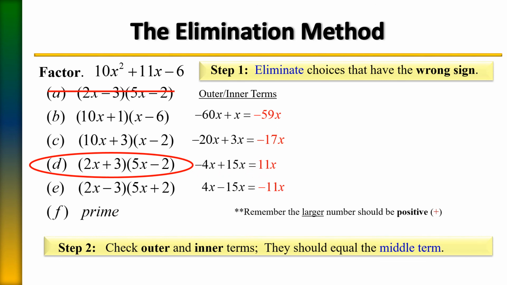And we could also do a little check of our first terms. That checks out as well because 2x times 5x, it does equal 10x squared. So everything checks out. Last term checks out as well. 3 times -2, it does equal -6. That has to be the answer. And there you have it. Elimination method. Just simply utilizing all the strategies and all the things that you've learned to help you arrive at the correct answer.